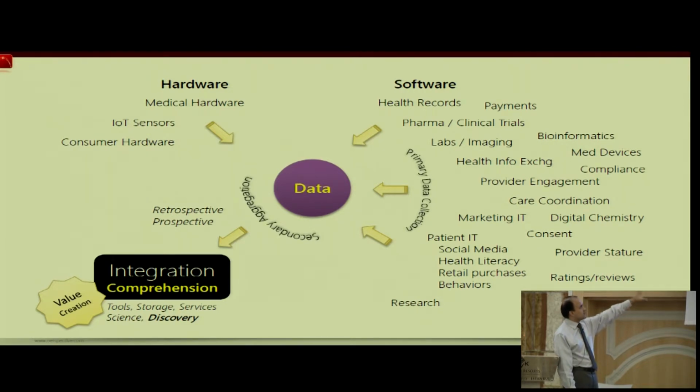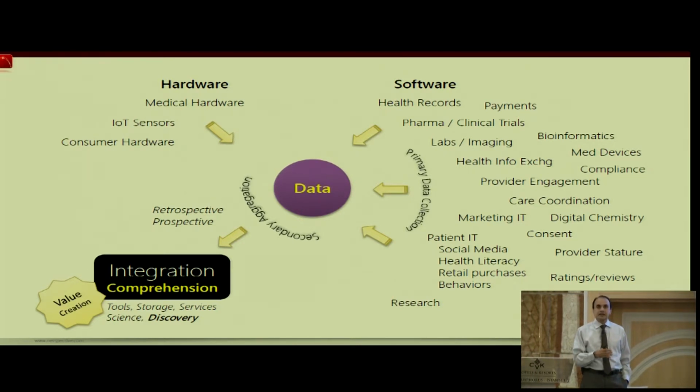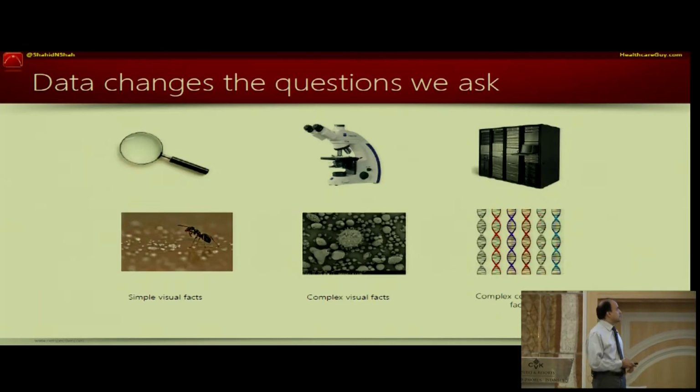But if you look at all of the things on the right-hand side, all the way from research data to pharma and clinical trials, payments management, care coordination, these things already exist. People are collecting data all the time. What they don't have is secondary aggregation, integration, and comprehension. So if you think about the integration here for tools, storage, services, science, and then the key thing here is discovery, the real value in digital health today is in understanding all of this data and then doing something with it. So that's where I'll spend a little time.